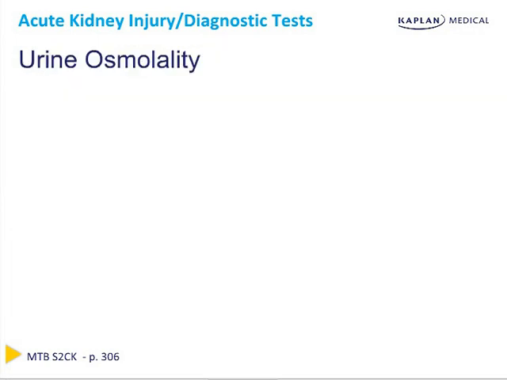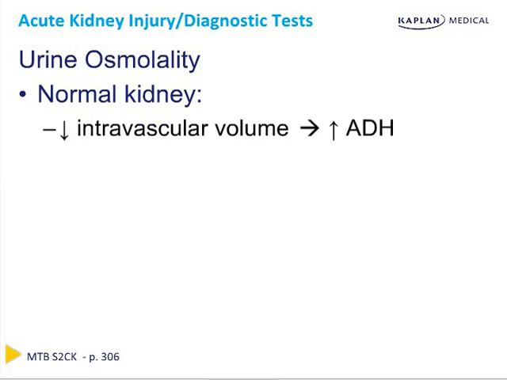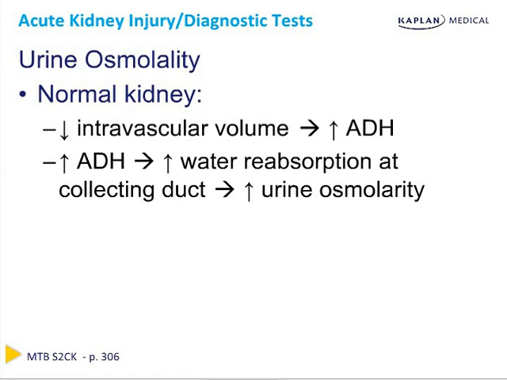Urine osmolality gives you similar information about the etiology of a patient's AKI. We talked about aldosterone already, but the other hormone that becomes elevated in the setting of intravascular depletion is antidiuretic hormone. Antidiuretic hormone acts on the collecting duct of the nephron to reabsorb water and concentrate the urine.